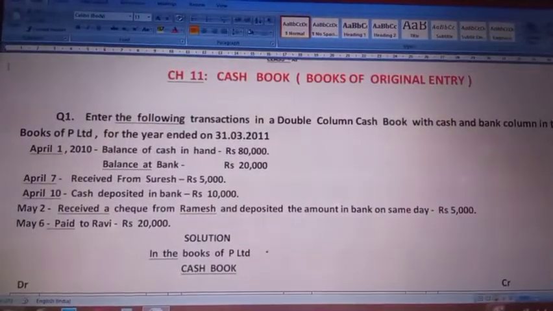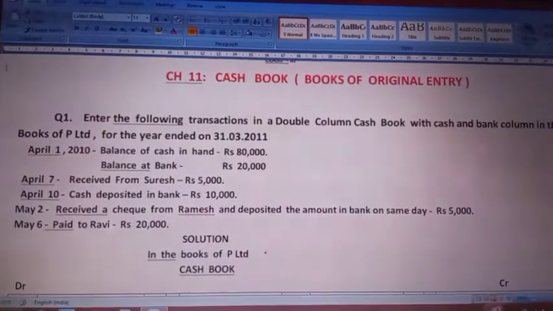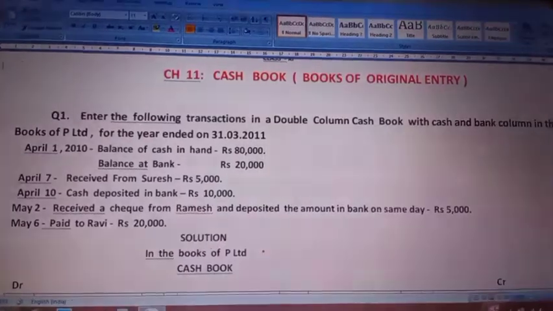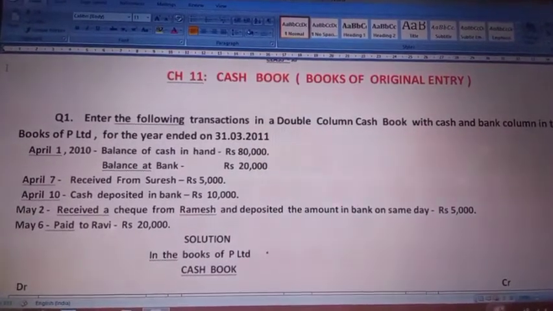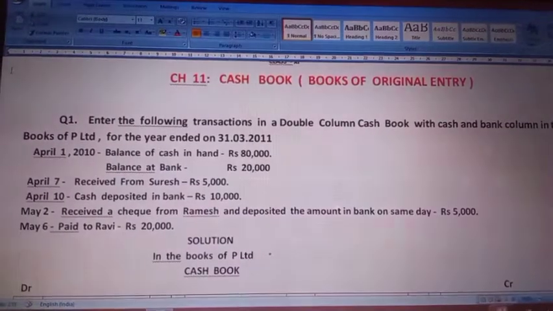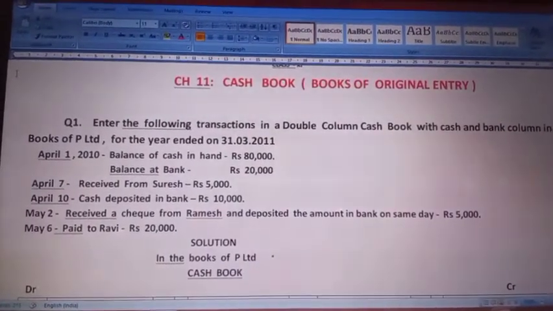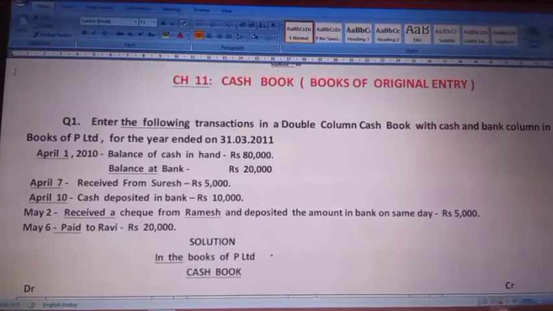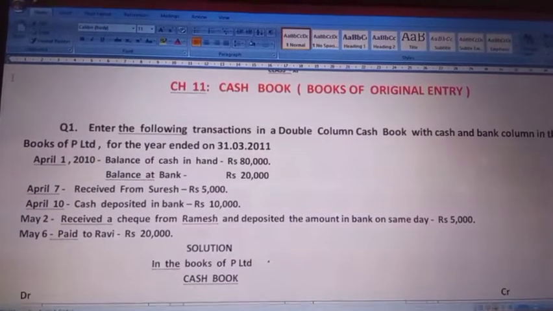Hello students. Today our topic of discussion is double column cash book, which has a bank column and a cash column. That means we will be recording the bank transaction as well as the cash transaction that happens in a business. Okay.